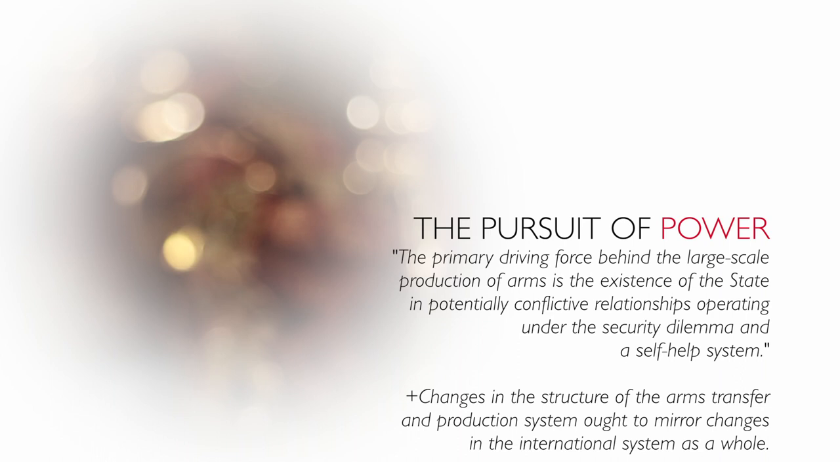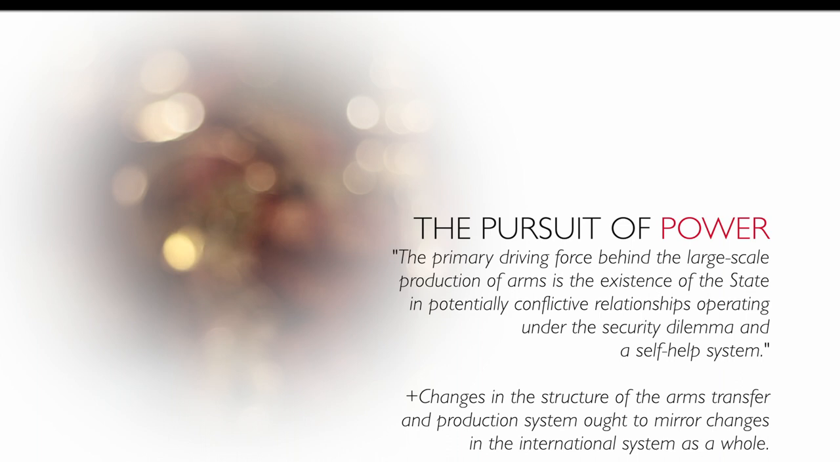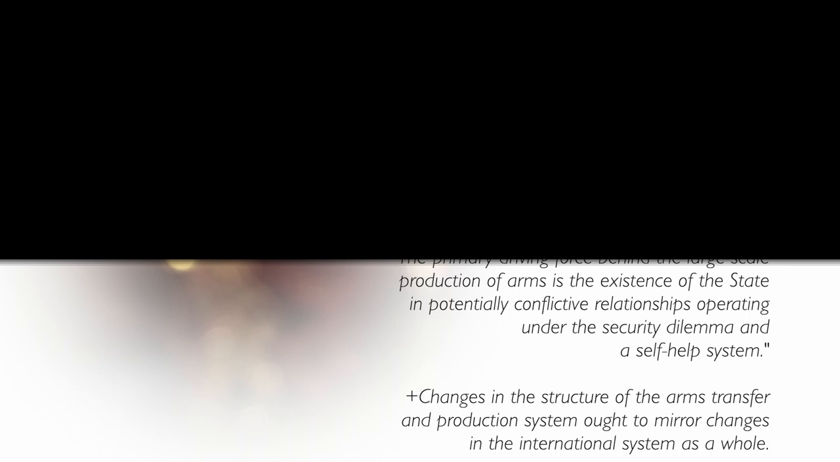Because power is security. However, not all states have the ability to produce arms due to the uneven distribution of economic, social, and technological capabilities. So states that are unable to produce will look to import, hence the development or the evolution of the arms trade itself. States will always look to produce first and import second. It must be noted that the pursuit of power would also predict that any changes in the structure of the arms trade and production system ought to mirror the changes in the international state system as a whole.